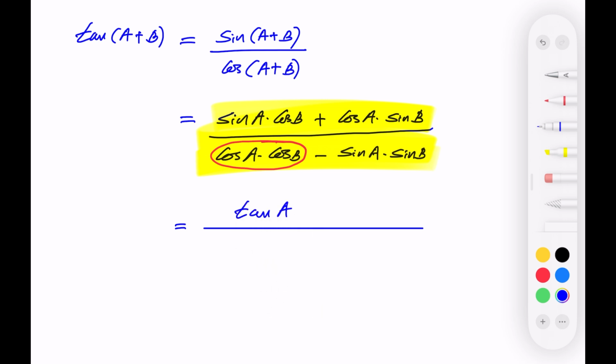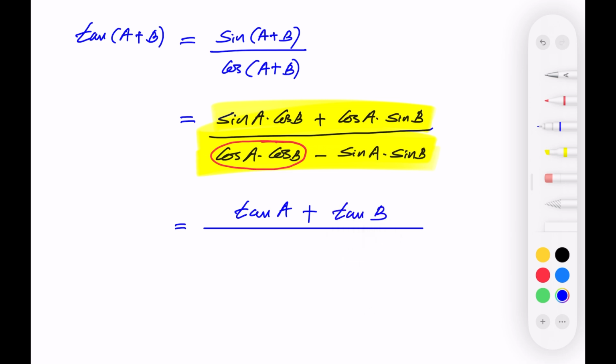Then I have this plus sign right here, and then I need to divide the cosine A sine B term by cosine A cosine B. When I do so, the two cosine A terms will divide out, and I am left with sine B over cosine B, which I identify as tangent B.